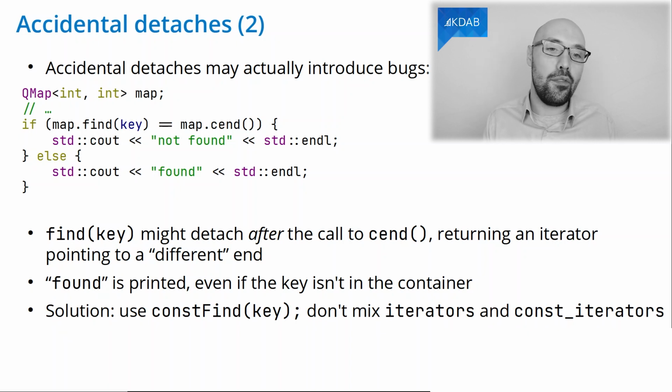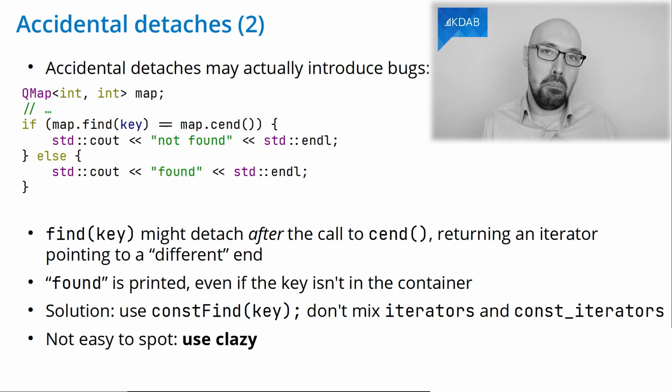There is a const find overload that will allow you to avoid this issue, because const find will return a const iterator, not a mutating iterator. The better solution is you should avoid mixing iterators and const iterators when working on Qt containers, because they simply don't mix and because they hide bugs such as this one. But an even better solution is to use Clazy.